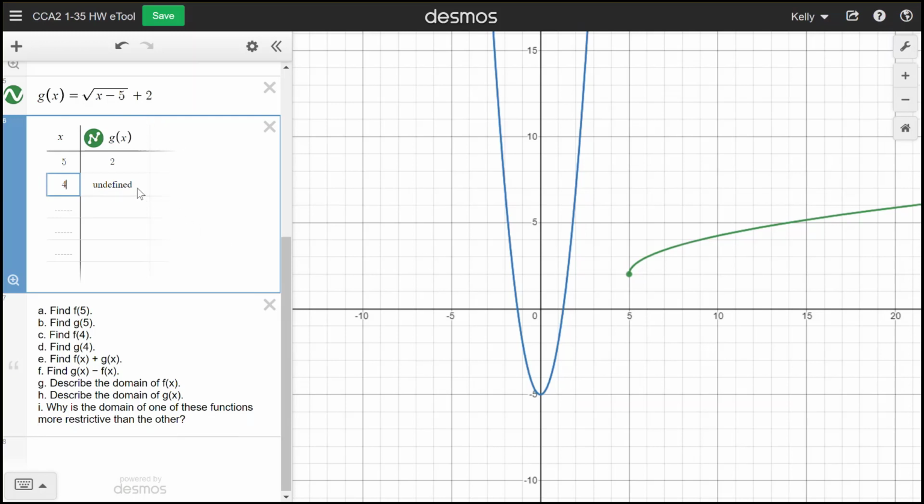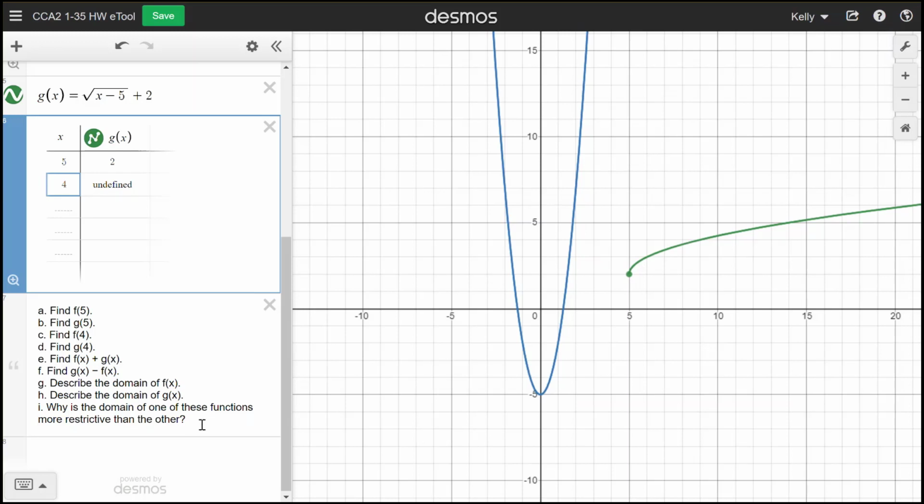This is undefined. Part of the reason for that is if I plug 4 in here, 4 minus 5 is going to give me a negative 1. Can't do the square root of negative 1 because right now we're just working with real numbers, not imaginary numbers. So therefore, it's considered undefined. That would be true of any domain value that is to the left of this 5, 2. 5, 2 is the starting point. So let's talk about that here.